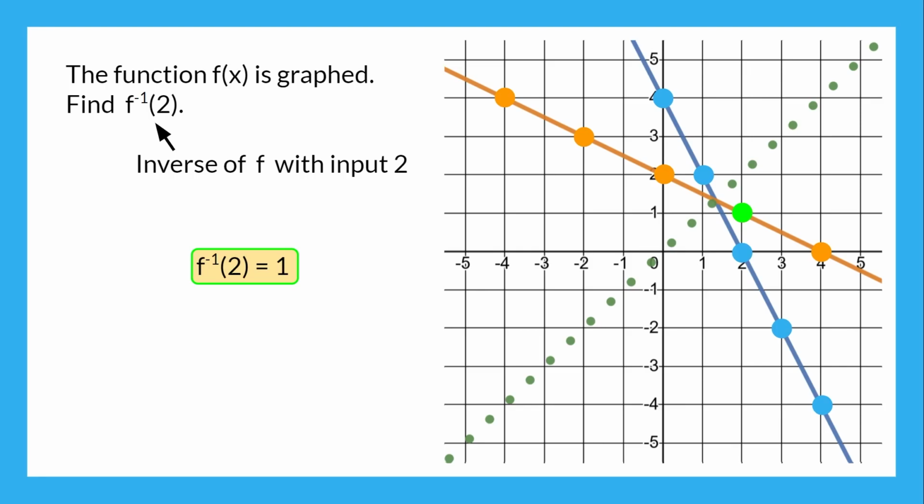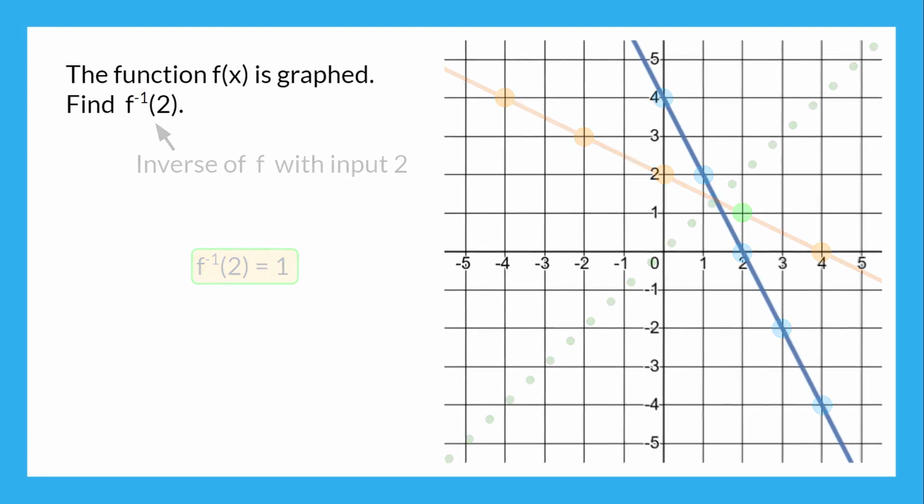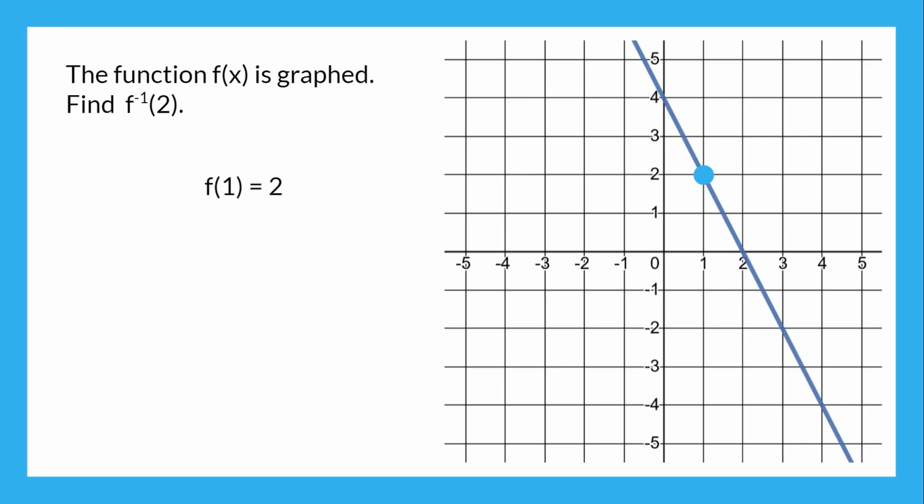One thing to notice about this example is that we could have taken a shortcut here. All we really needed was this one point on the original function. When we say that the input and the output swap, we mean that literally. On the original function, this point tells us that f of 1 equals 2. So when we're worried about the inverse, we just swap the input and the output. 2 becomes the input and 1 becomes the output. So we could have figured out what the inverse of f with an input of 2 was without ever needing to actually graph the inverse. This is a really easy shortcut when you only need to find the inverse of a single input.